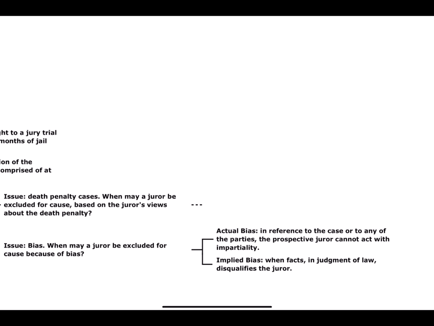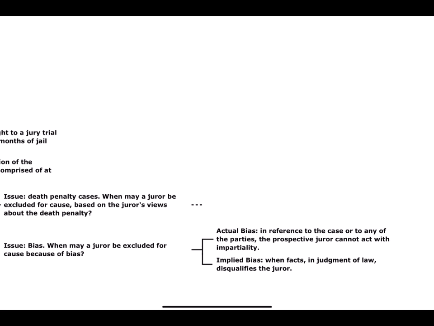Actual bias exists when something about the case or the parties makes it so that this juror cannot act with impartiality. Implied bias is where facts in the judgment of law, in other words, in the decision of the court, would disqualify the juror. I'm going to want to show the grader that I know the difference between those two.